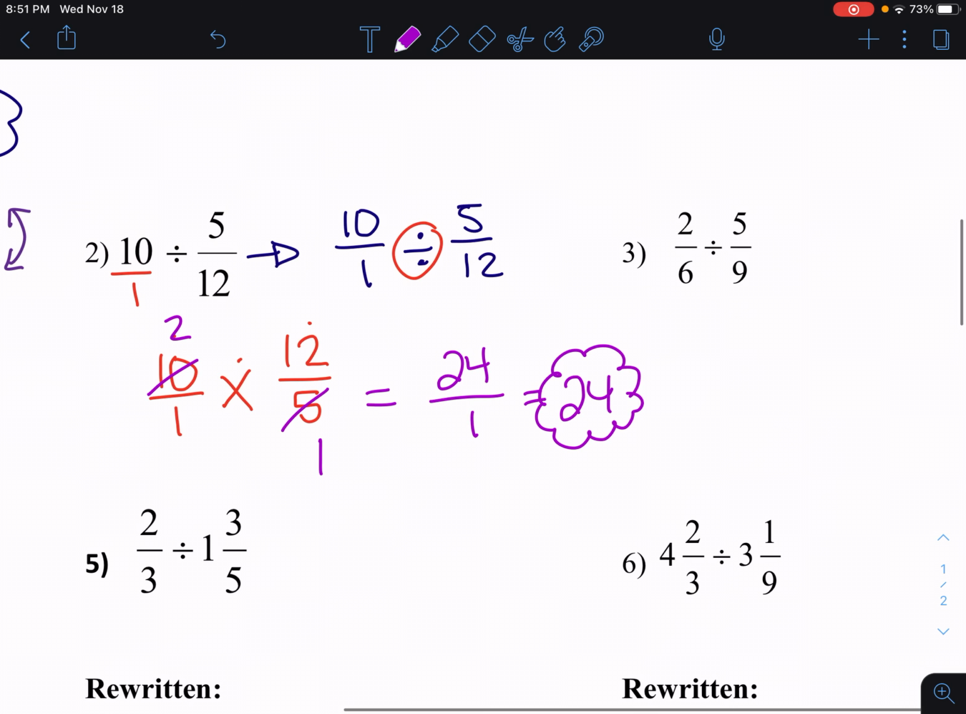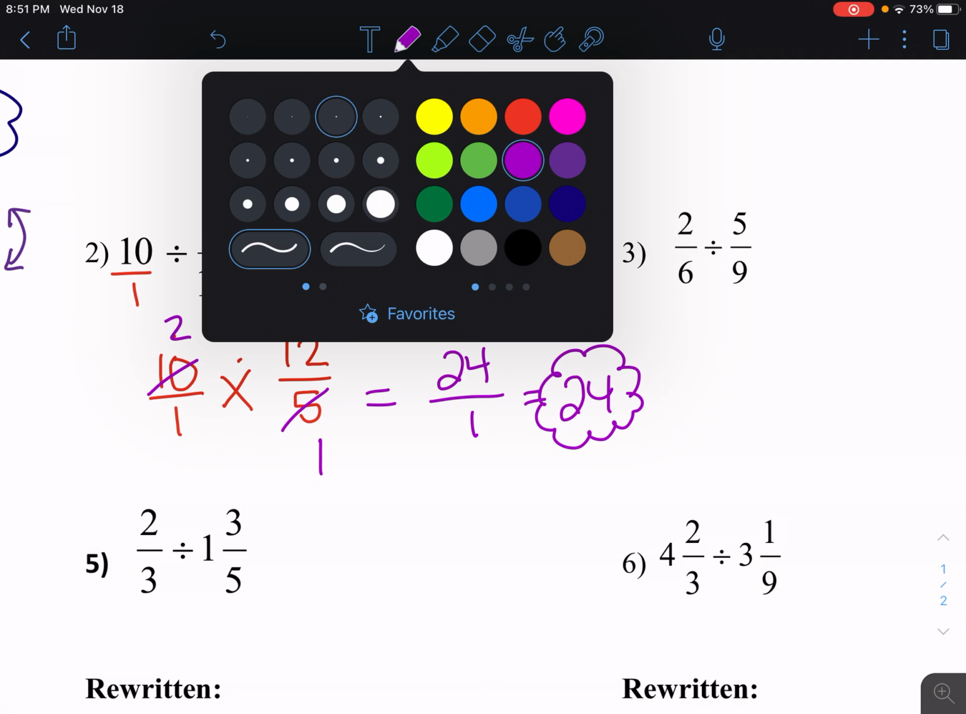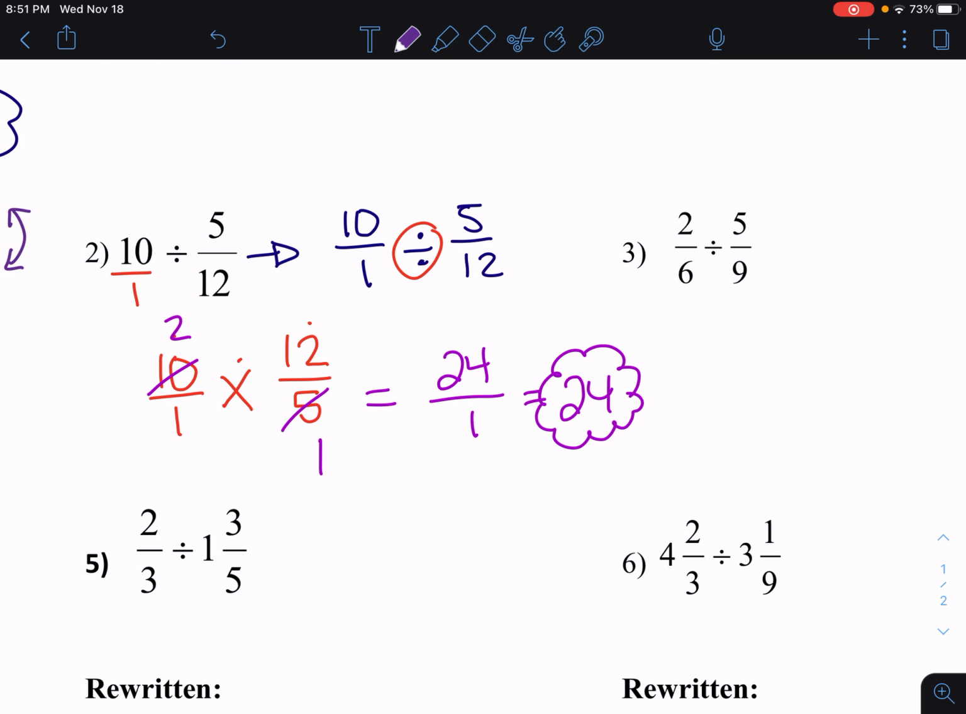For the third one, there is no whole number, so it's a fraction divided by a fraction. I'm going to skip right to my keep, change, flip. So I'm going to keep 2 over 6 the same. I'm going to change it to multiplication, and then I'm going to flip the second fraction.